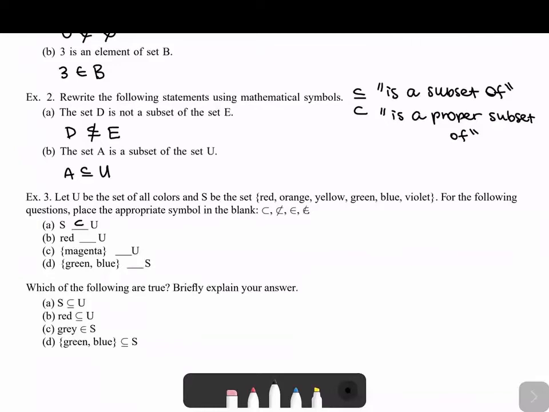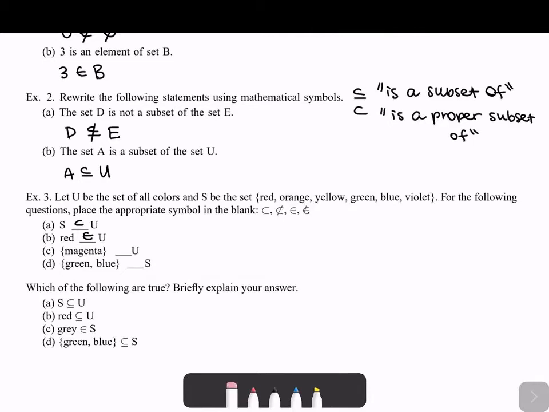Okay, the second one is relating red to U. So red is not a set, right? Red is a color. And so red can either be an element or not an element of the set U. So because red is a color, we know that red is in the set of all colors.